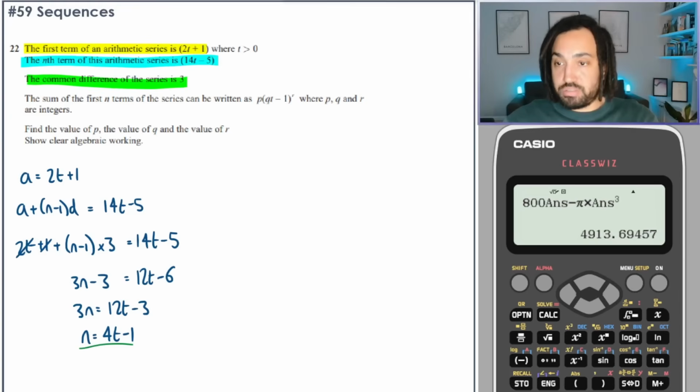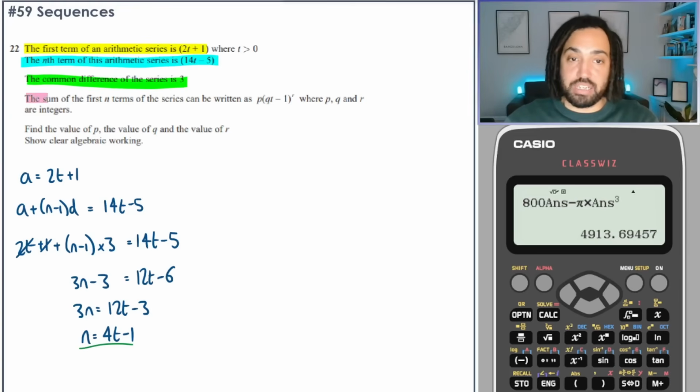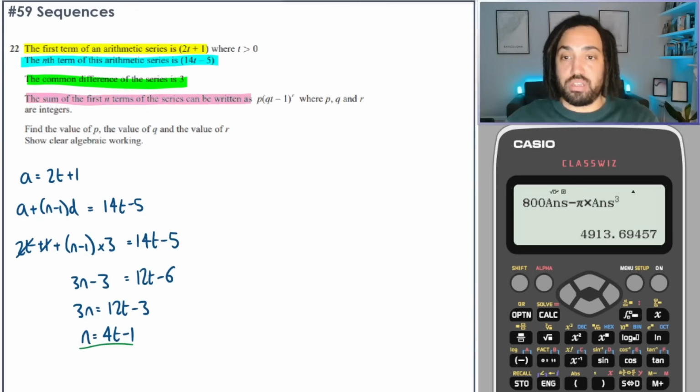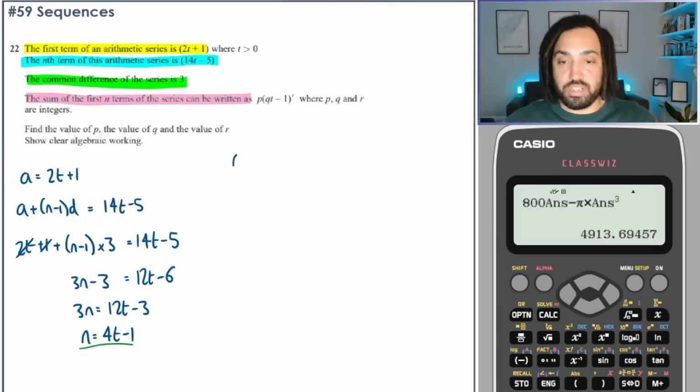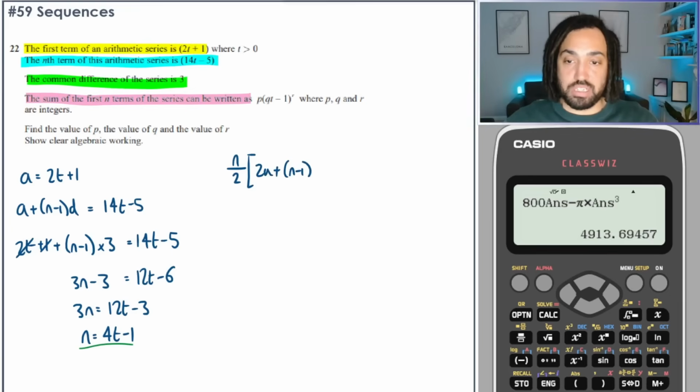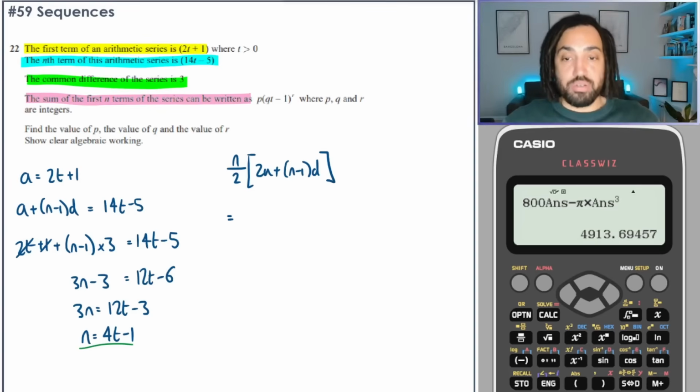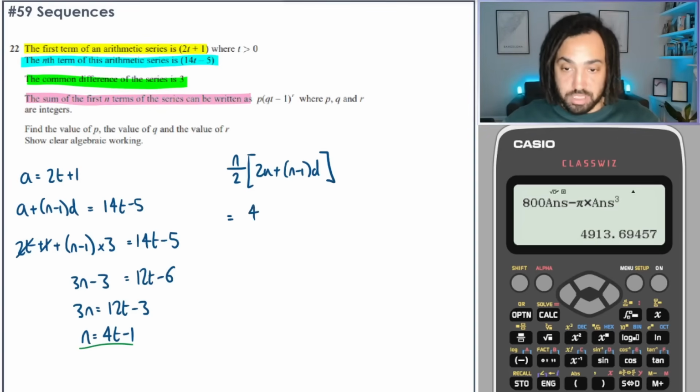Now these questions, they give you all the information. There's no red herrings. You have to use everything they give you. Okay, so the sum of the first n terms. Well, we know that formula is given in our formula book, and it's n over 2, (2a plus (n minus 1)d). Okay, well, I know a lot of this already. I know n is 4t minus 1, so over 2.